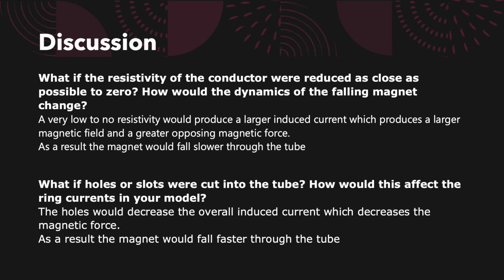To answer the second question, the holes would decrease the overall induced current in the tube, which decreases the magnetic force. As a result, the magnet would fall faster through the tube.